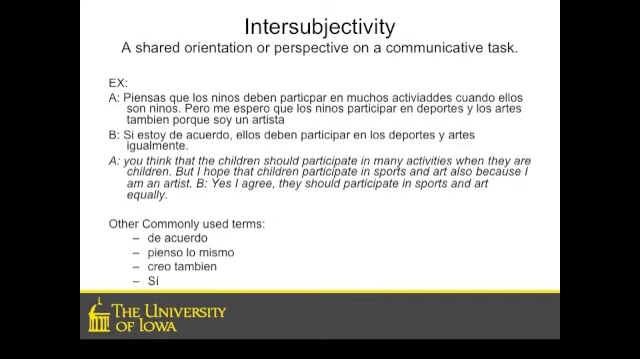Student A says, "You think that the children should participate in many activities because I am an artist." And student B responds, "Yes, I agree. They should participate in sports and arts equally."